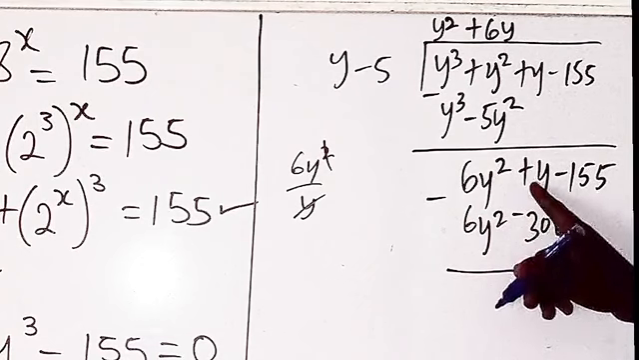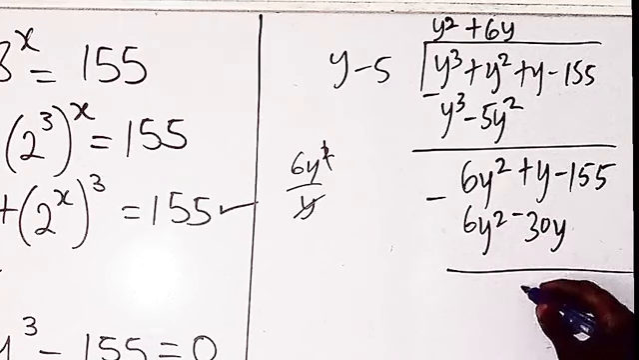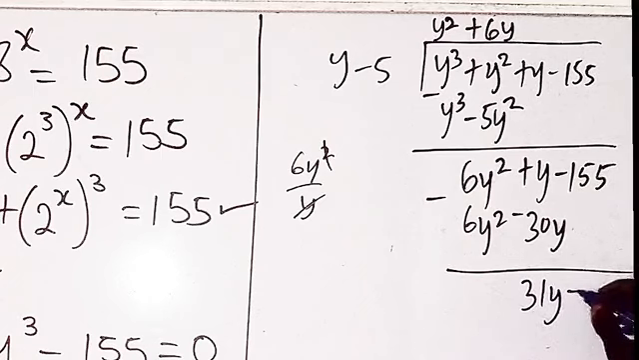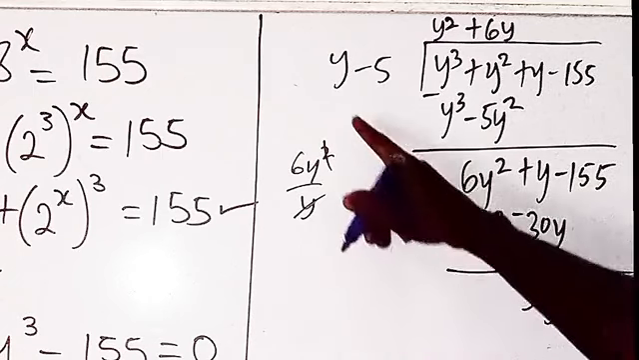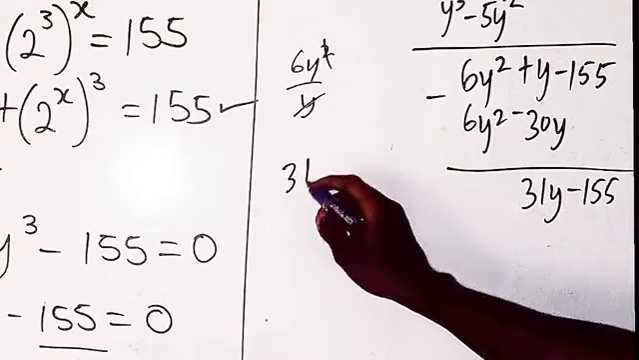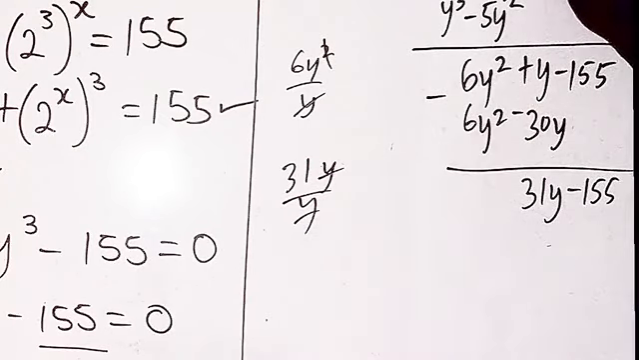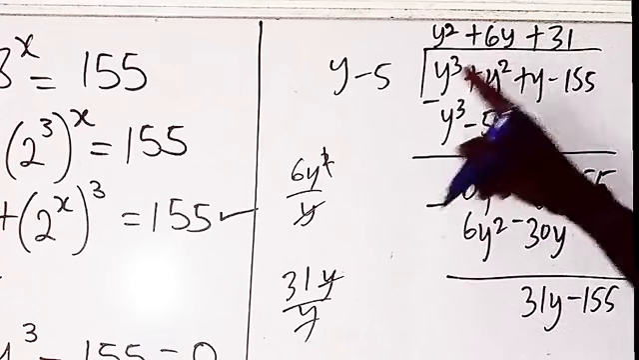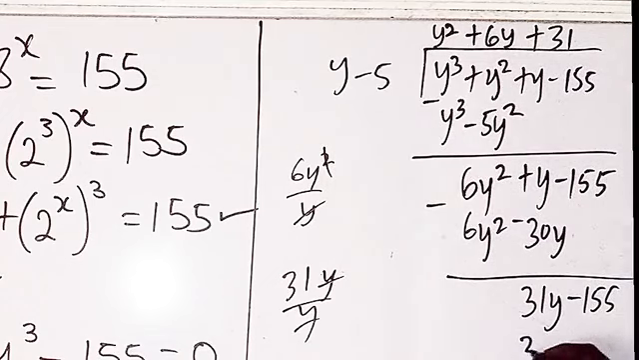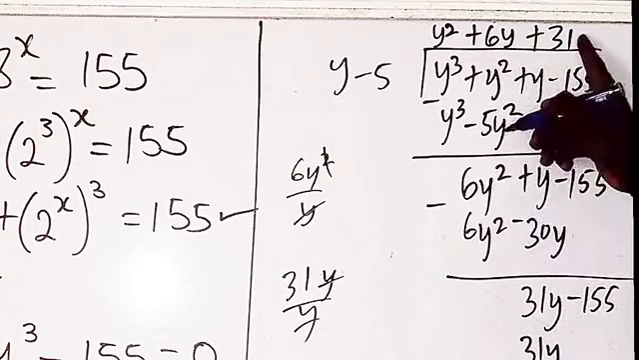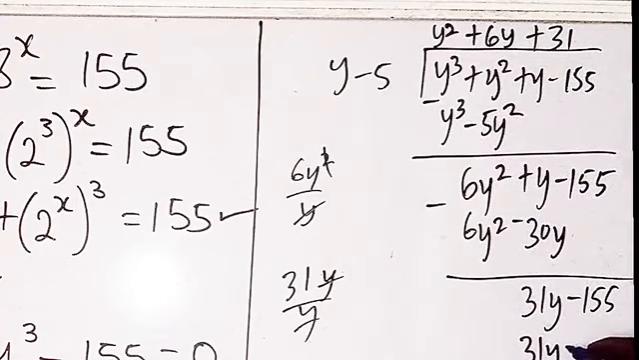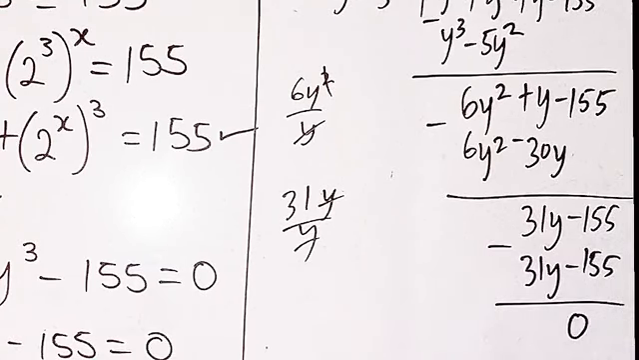Then that is plus y plus 30y, so we're going to have 31y and minus 155. Now y divided by this, that is 31y divided by y. We cancel y, we have plus 31. So 31 times y, we're going to have 31y. Then 31 times minus 5, you're going to have minus 155. So we do subtraction, and everything here will be 0.